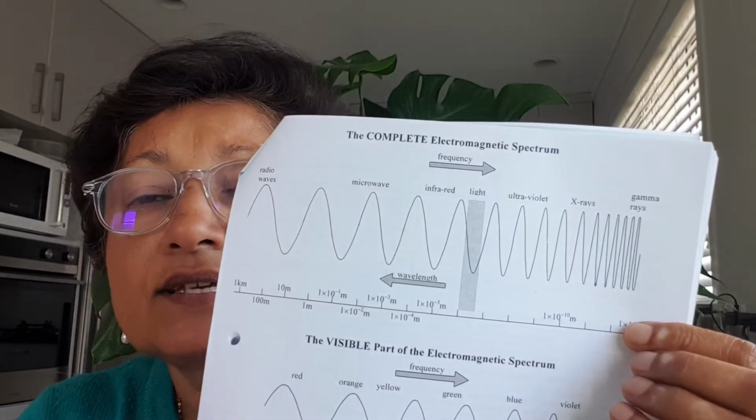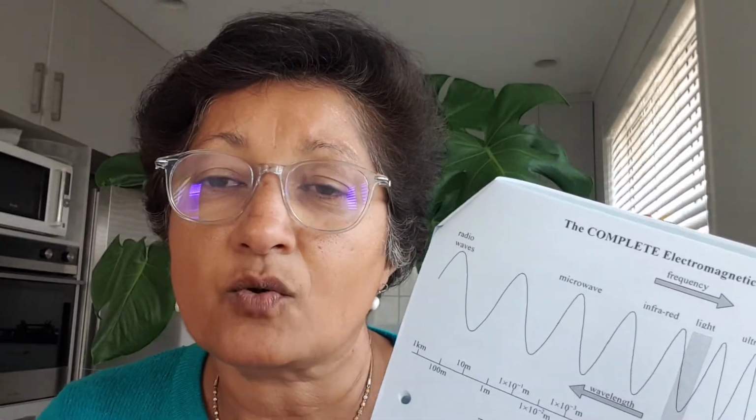Now the thing is, these electromagnetic waves can also travel through a vacuum. Now what's common about them is that they all travel with the same speed in a vacuum, and their speed in a vacuum is 3 times 10 to the power of 8 meters per second. That's how fast they go. What's different about them is each of them has its own frequency and therefore its own wavelength.